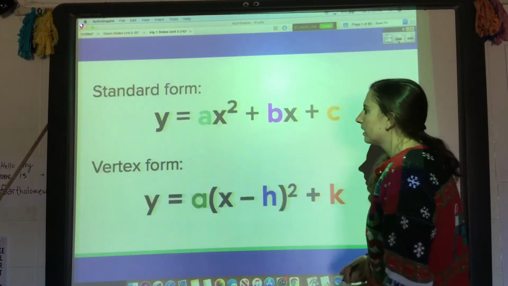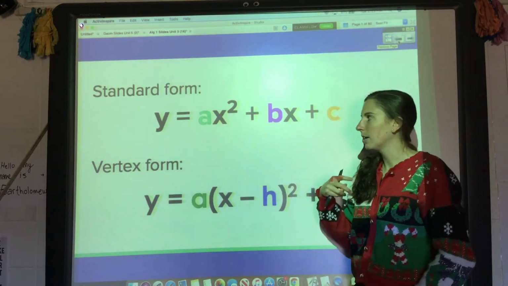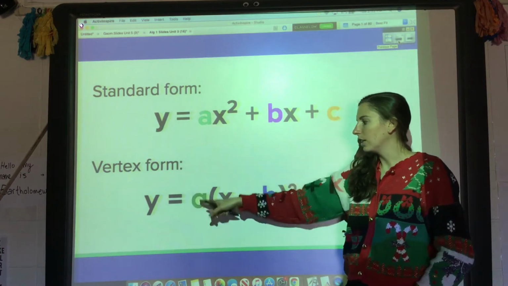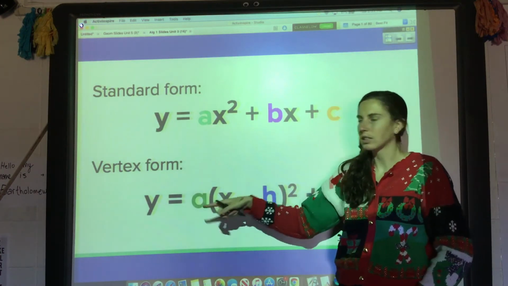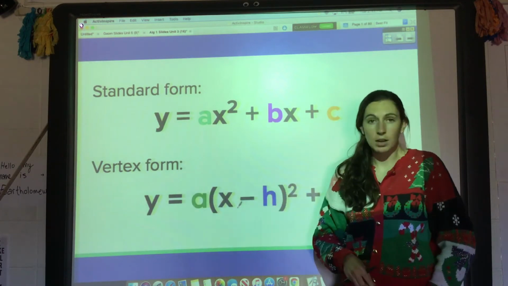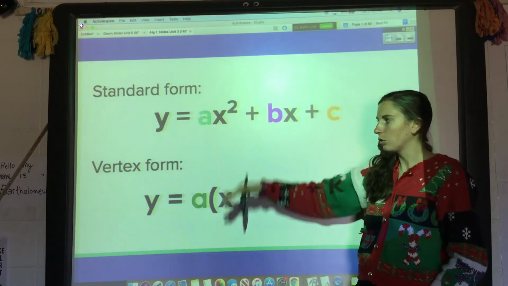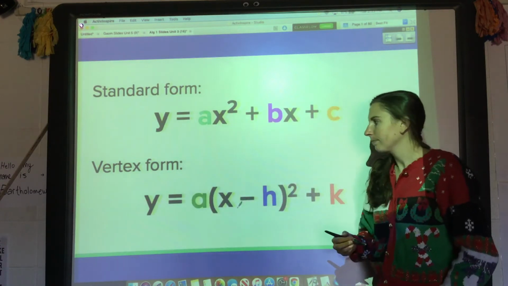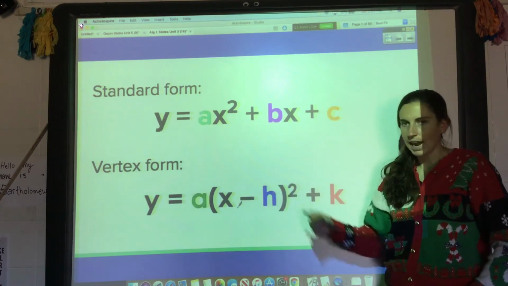And so you'll notice in the formulas, and these are on your formula sheet if you forget them, whatever's in front, we call that A in both formulas. I'm not sure why it's different fonts, but we call that A. That's on purpose. These are always the same, regardless of whether it's in standard form or vertex form. Okay, so we just did vertex to standard, you just multiply it out.